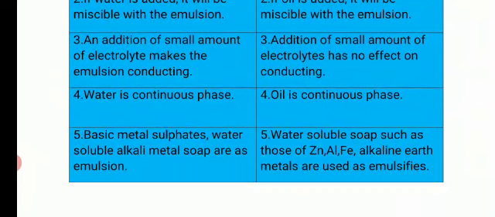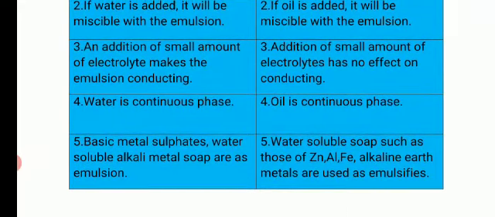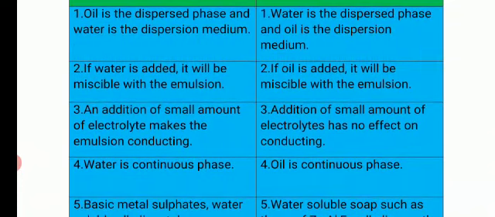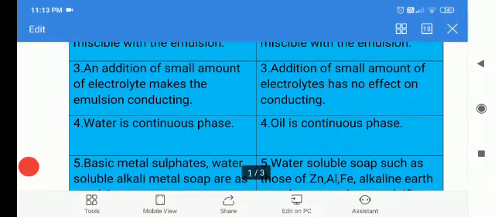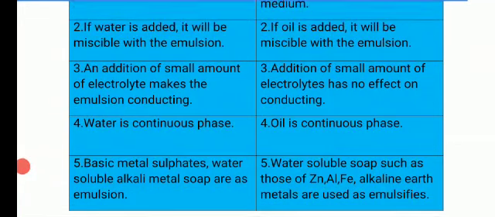And the last one, the fifth point. In oil in water, first of all, basic metal sulfates, metal sulfates like barium sulfate, calcium sulfate, copper sulfate, then water soluble alkali metal soaps are used as emulsifiers over here. So these are the examples given for oil in water.